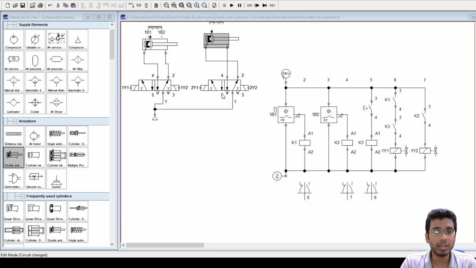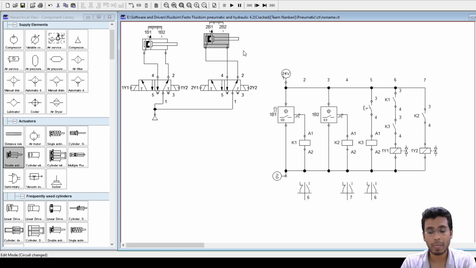And then you will also have 2B1 and then 2B2. Fine, so this will be your pneumatic portion. You all just try to draw the electrical portion of the diagram.